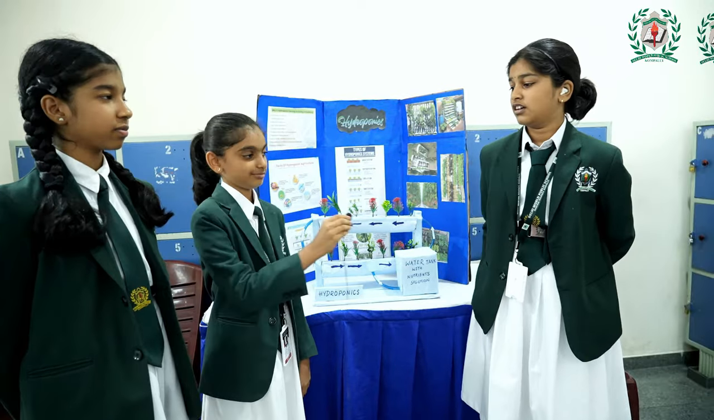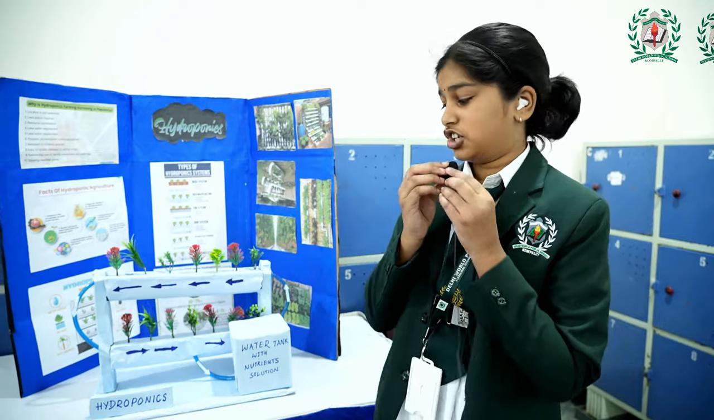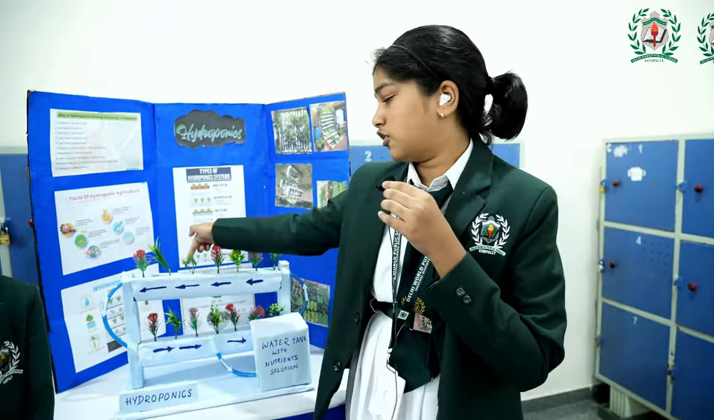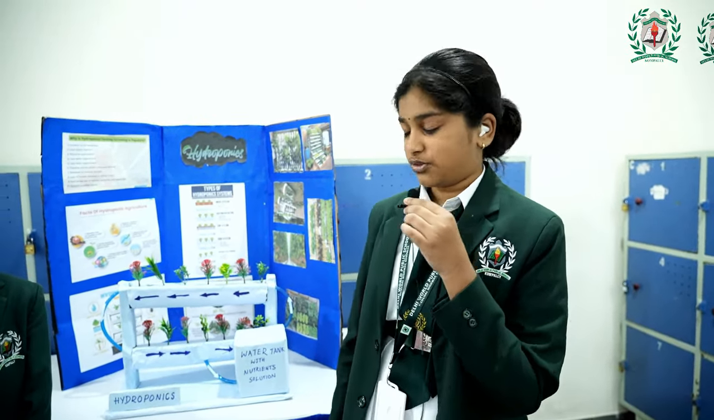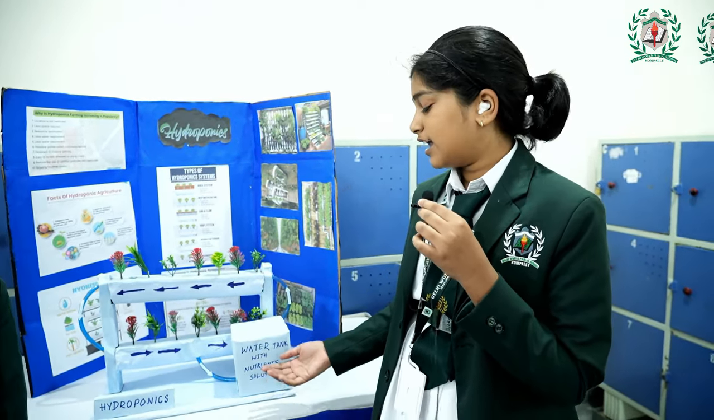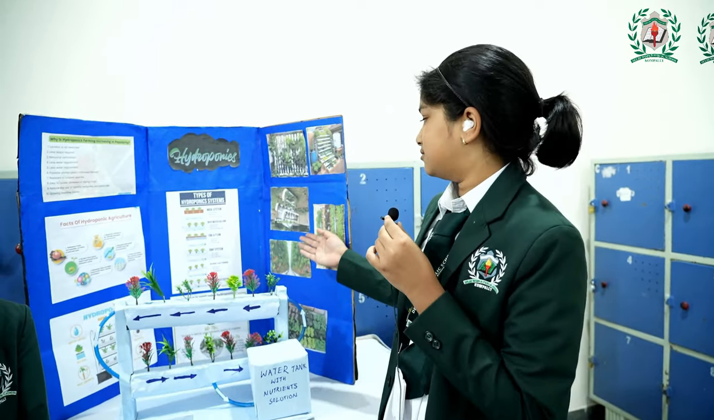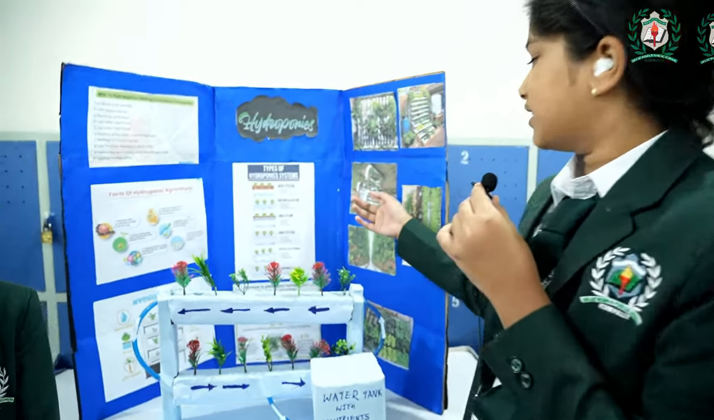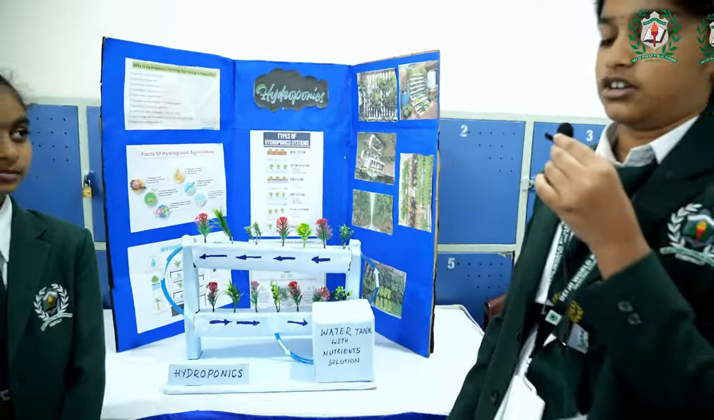The advantages of hydroponics: conservation of water and nutrients, no excess use of fertilizers, and no use of pesticides and other chemicals. It can be grown anywhere as it requires very little space. It minimizes loss of nutrients, gives higher yield, and plants are healthier and mature faster. These are the examples of hydroponics: vertical farming, step farming, backyard farming, horizontal farming.